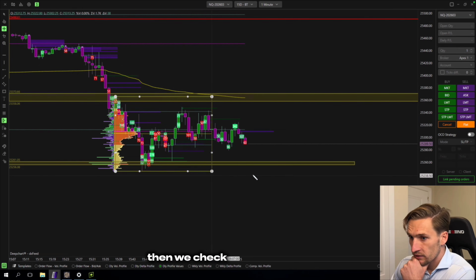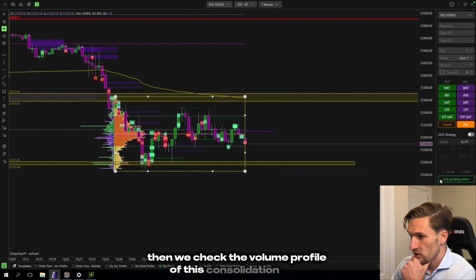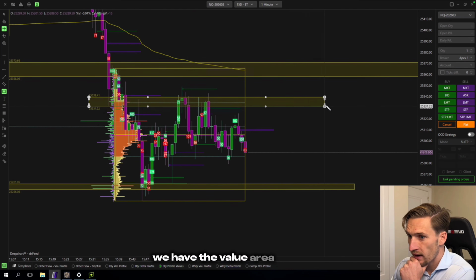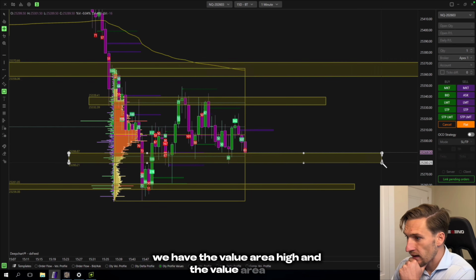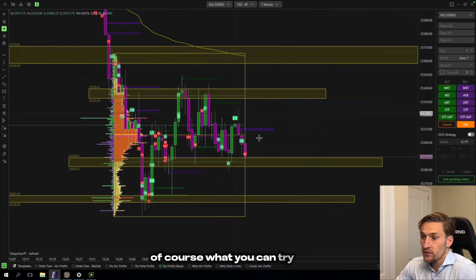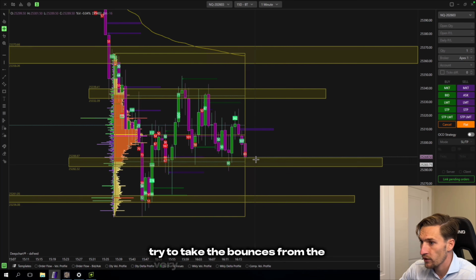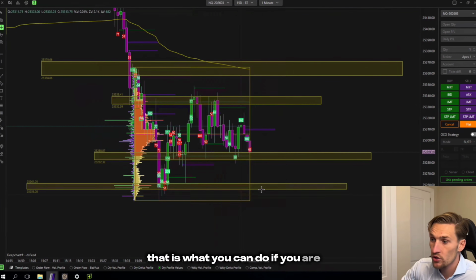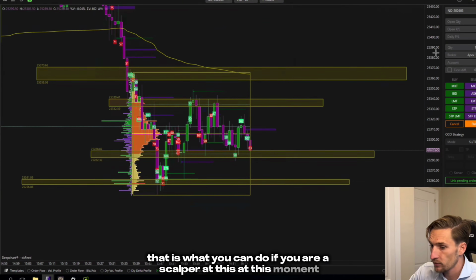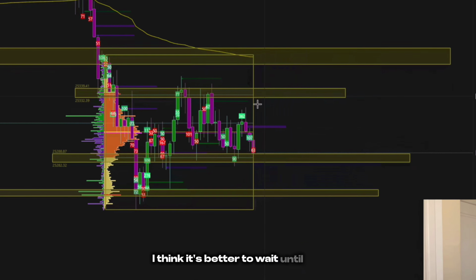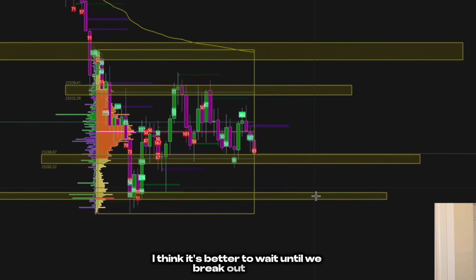Then we check the volume profile of this consolidation phase. Then we can already make it more specific. We have the value area high and the value area low. Of course, what you can try to do at this moment is take the bounces from the value area high to the value area low. That is what you can do if you are a scalper at this moment. But if you want to take big trends, I think it's better to wait until we break out clearly.